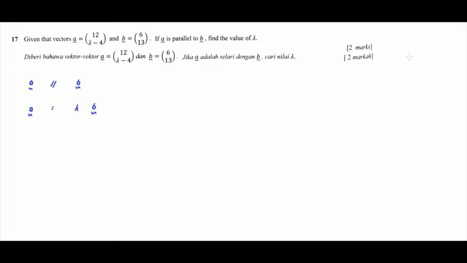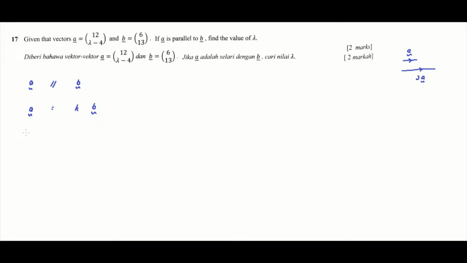So for example, a simple illustration: if this is a, and we have another line here that is parallel to a but the length is different, maybe double, we will represent this vector as 2a. The 2 here is the scalar, but they are going in the same direction, so they are parallel. That's why if a and b are parallel, we can always write a equals k multiplied by b.